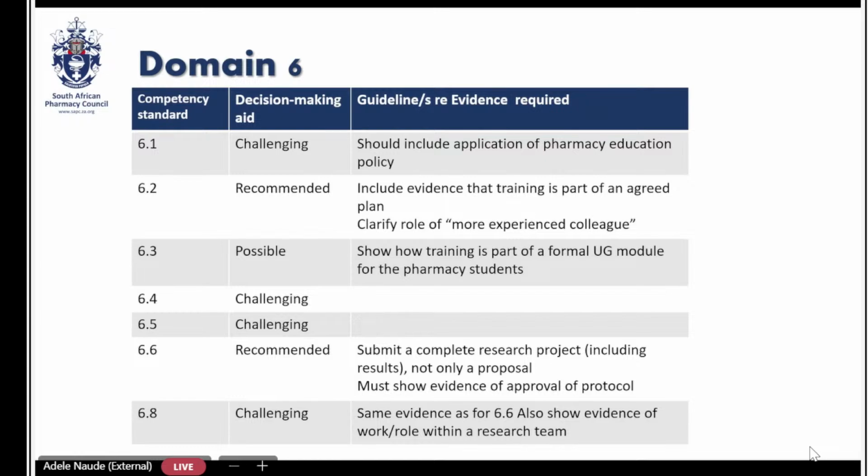If you decide to do 6.6, that's the research one. You have to submit a complete research project, including results. So please, especially for the academic interns, it's not only a proposal, because the behavioral statement also says you must show us that you are able to do research. So we want to see the parts of a proposal, and we want to see how you implemented that proposal with your results and your discussion.